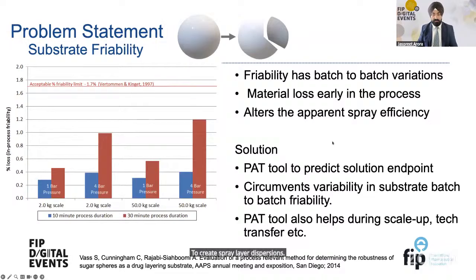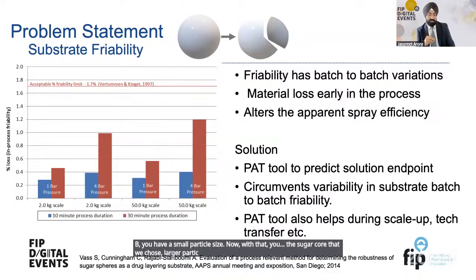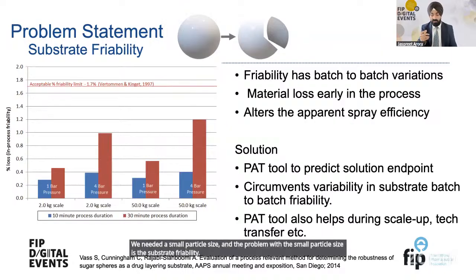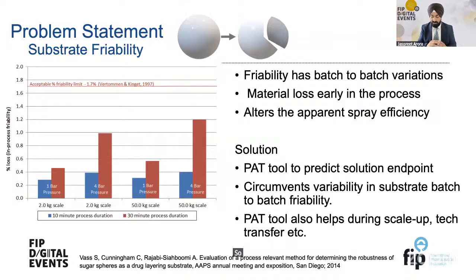The problem statement in this particular case was that A, you have a very low dose, B, you have a small particle size. Now, with that, the sugar core that we chose, larger particle size, has less friability, just because we needed the acceptable mouthfeel as well. We needed a small particle size, and the problem with the small particle size is substrate friability. So there were definitely changes in the process that had to be very slow, long coating to get to that.